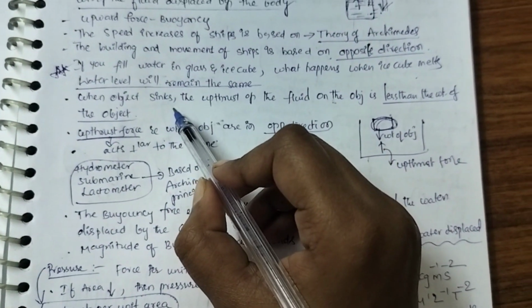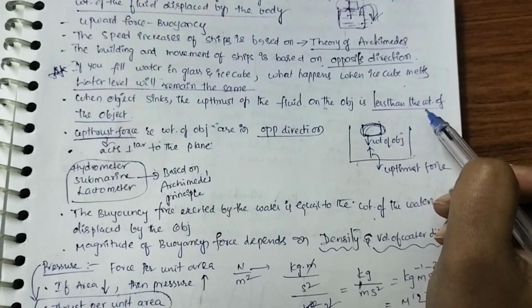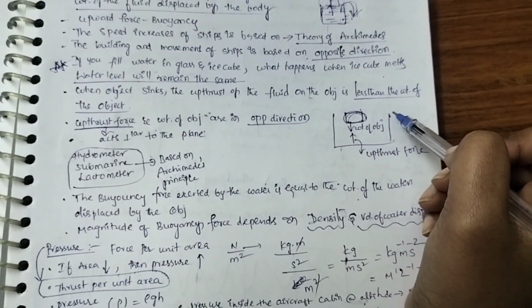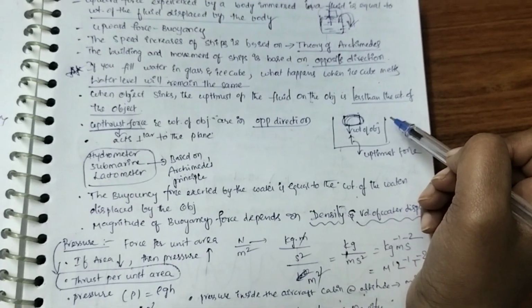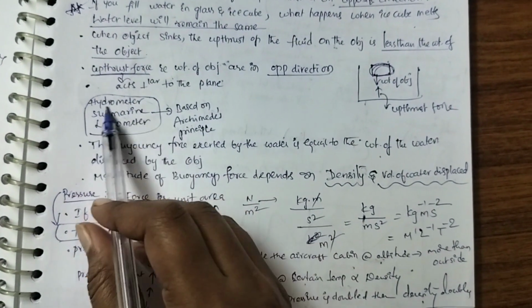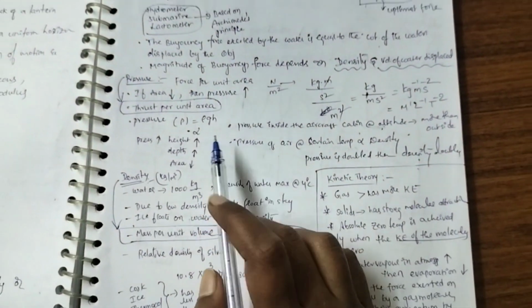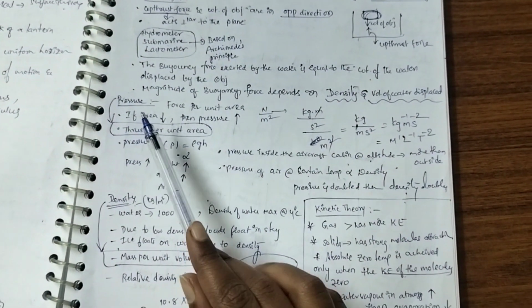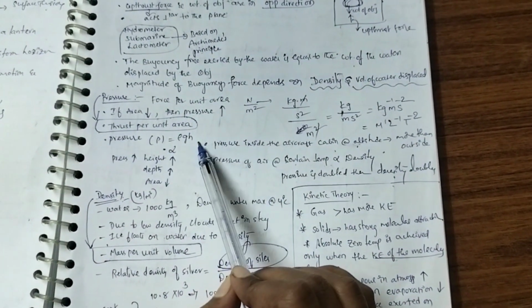When an object sinks, the upthrust of the fluid on the object is less than the weight of the object. Upthrust is the force which acts perpendicular to the plane. Hydrometer, submarine, lactometer, these are all applications of Archimedes principle. We already studied pressure. Pressure means force per unit area. P is equal to rho g h.